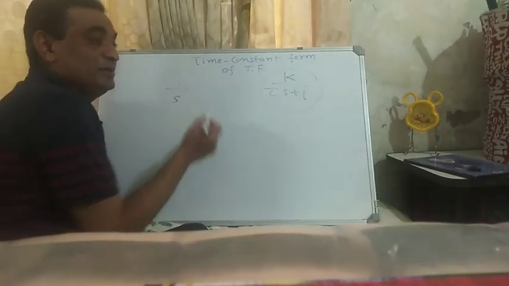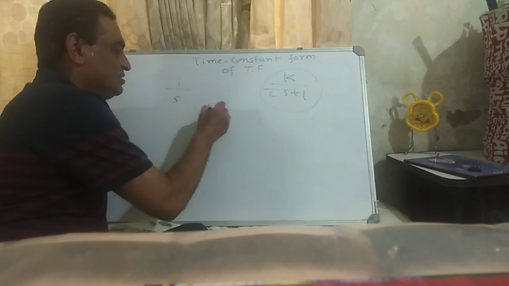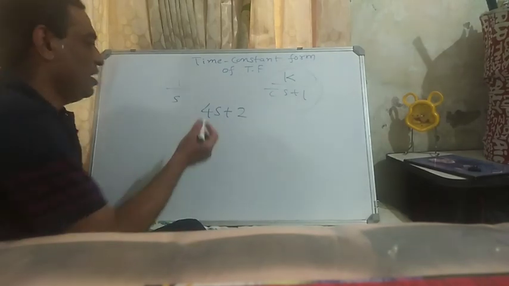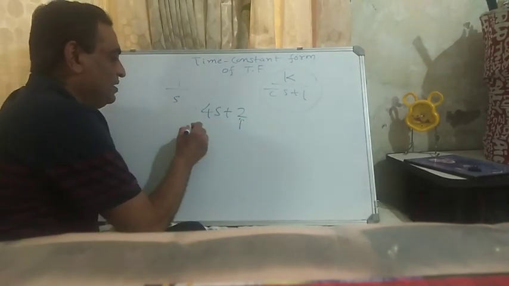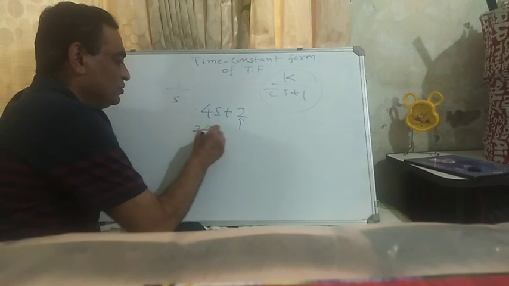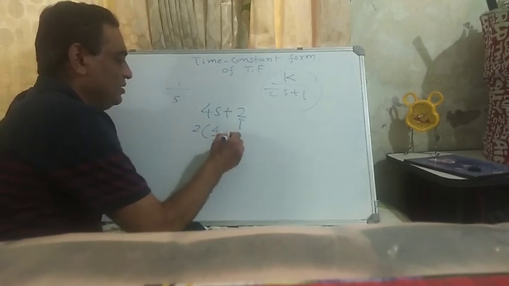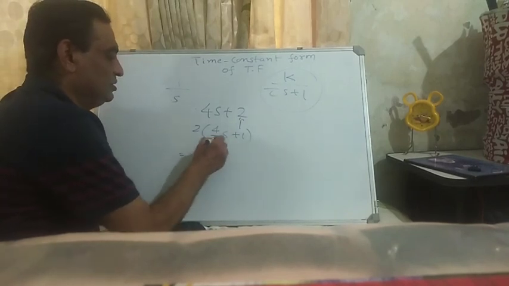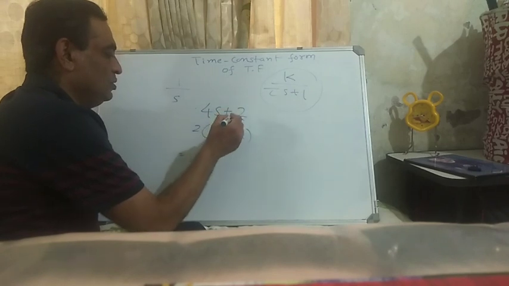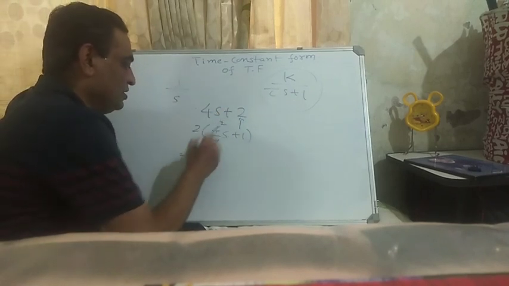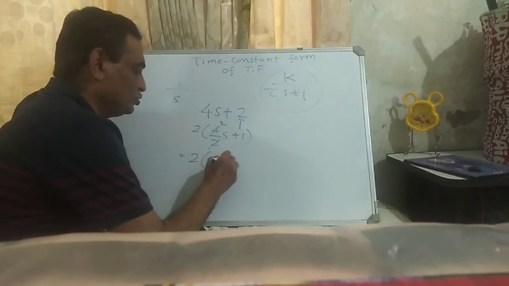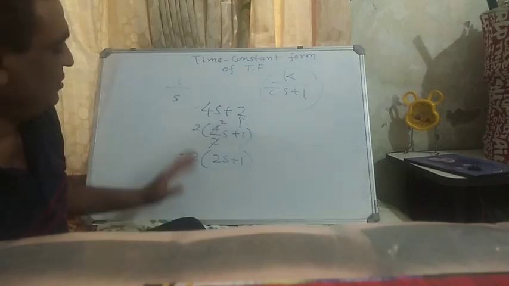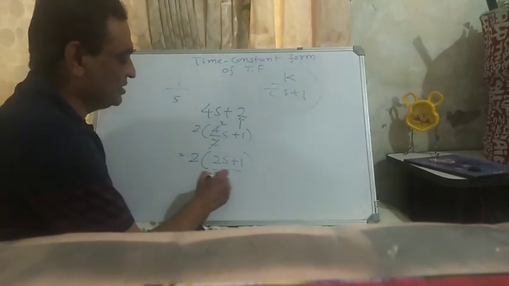Now let's say there is a first order term, 4s plus 2, in the numerator side. Then how can you convert it? I will take 2 common, so this is 4 by 2 s plus 1. So this is nothing but 2 times 2s plus 1. You have converted it into 2 times 2s plus 1. This is the time constant form. You have separated the gain, and this is in the tau s plus 1 form.